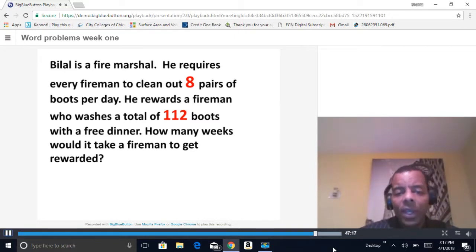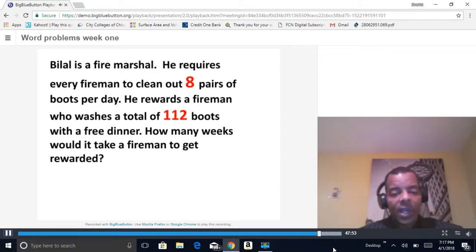How many weeks would it take a fireman to get rewarded? Meaning, after how many days of washing boots would he reach a total of 112? So he's washing 8 boots per day. We know there's 7 days in a week. You got to find out how many weeks would it take the fireman to get rewarded, meaning to reach a total of 112 boots. Now, what we could do is add, right?